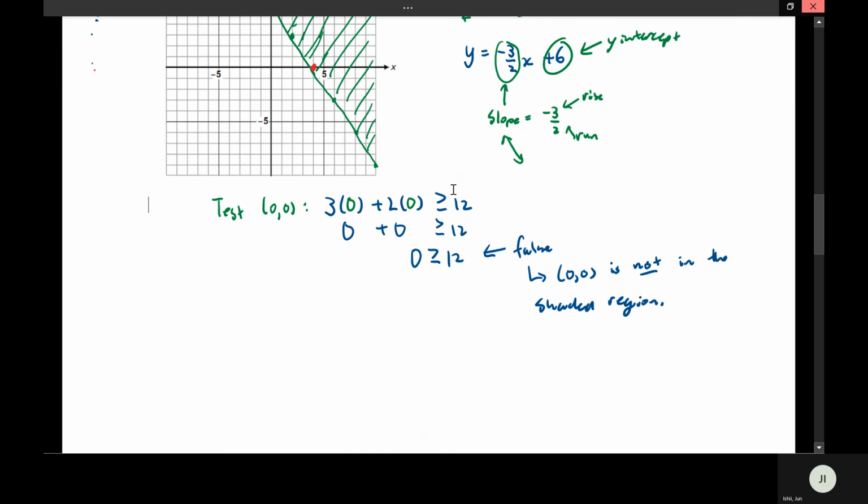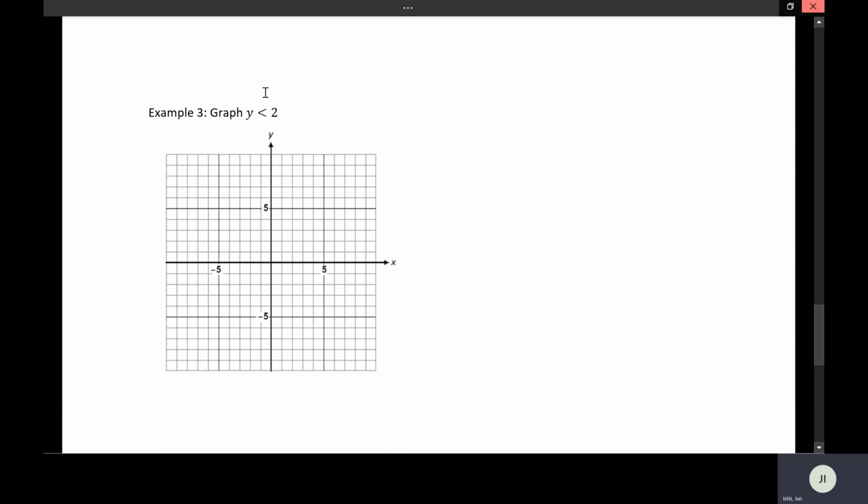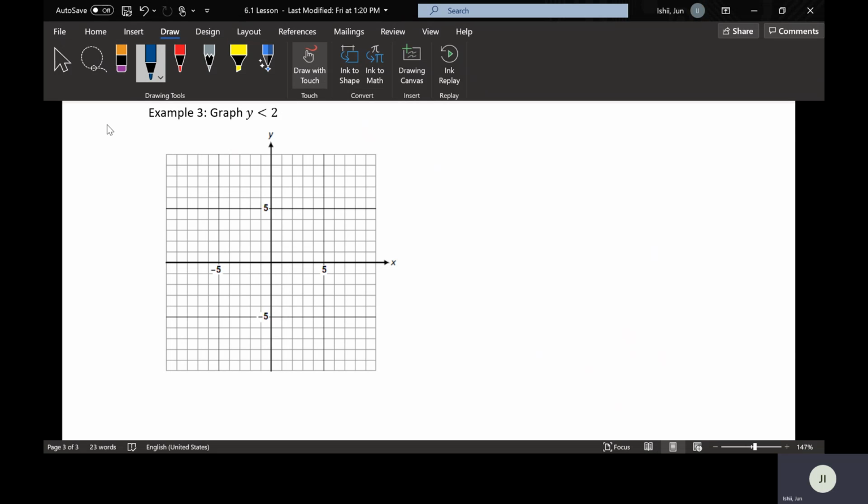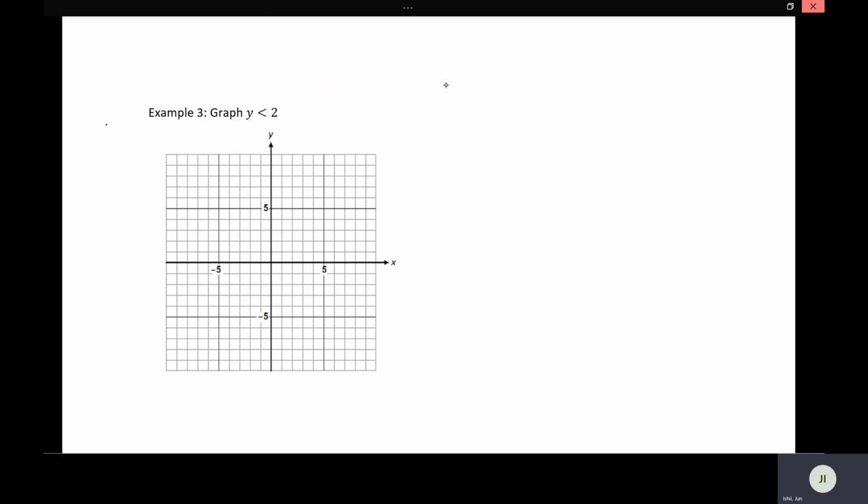Cool. All right, so on to the next example. Next one here, we want to graph y is less than 2. All right, so this here, you notice is different from the previous two because we don't have any x variables. However, the steps are pretty much still the same. What we want to do here is graph the corresponding line, which is y equals 2.